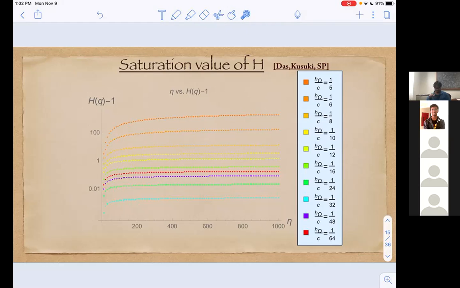Is that 1 over 32 the first point in the diagram, or part 2? Say that again, I didn't catch it. Is the point 1 over 32 on this plot? Yeah, this is the 1 over 32. I see. Okay, thanks.